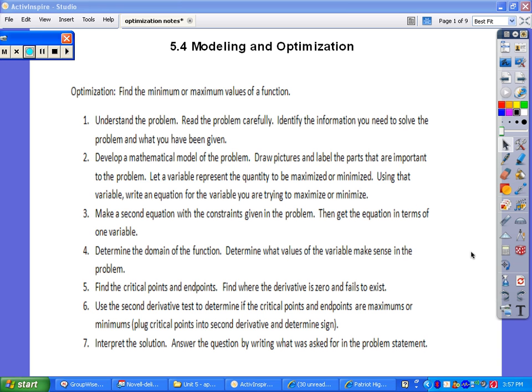The fourth step is to determine the domain of the function and determine what values of the variable make sense in the problem. Then you're going to find the critical points and the endpoints, find where the derivative is 0 and fails to exist in order to find those critical points. And you're going to use the second derivative test to determine if the critical points and endpoints are maximums or minimums. And the last part is you interpret the solution. You answer the question by writing what they asked for in the problem.